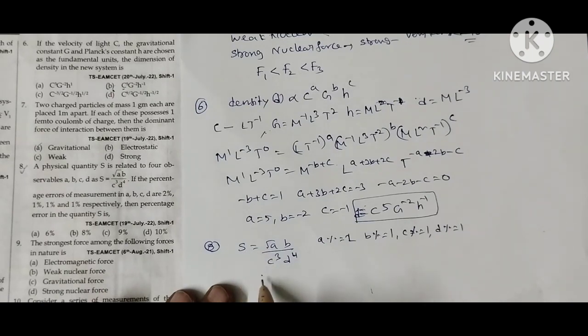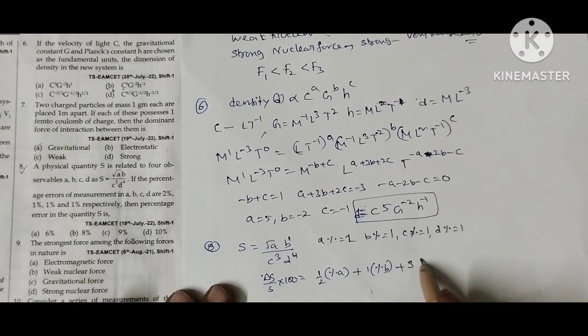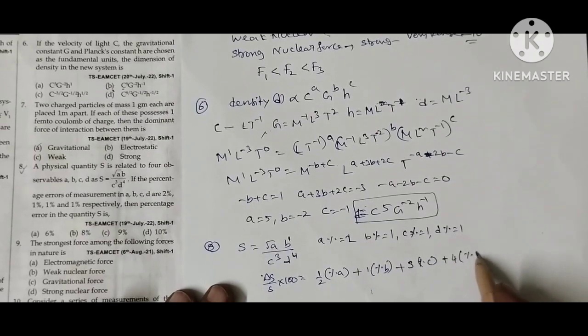That means we can simply say that delta S by S into 100 is equal to: root A in the sense 1 by 2 into percentage of A, plus B power nothing is there, so simply 1 into percentage of B. Whatever it may be, addition, subtraction, division, multiplication, for percentage errors you have to add all the things. C power 3 means 3 comes forward, 3 into percentage of C, and D power 4 means plus 4 into percentage of D.